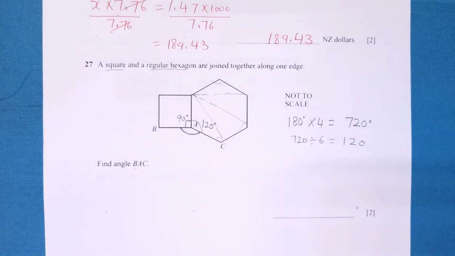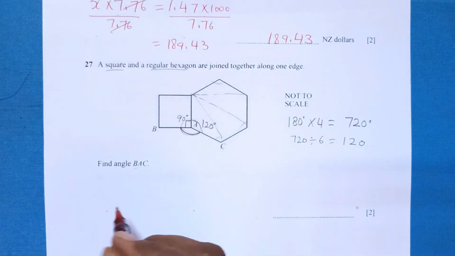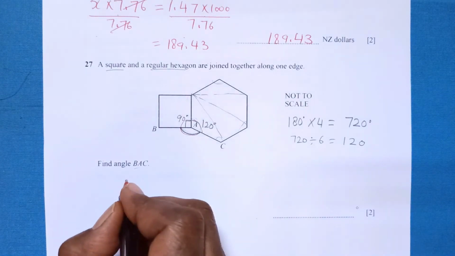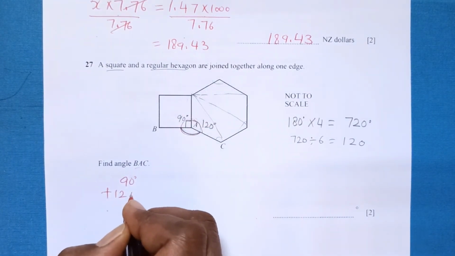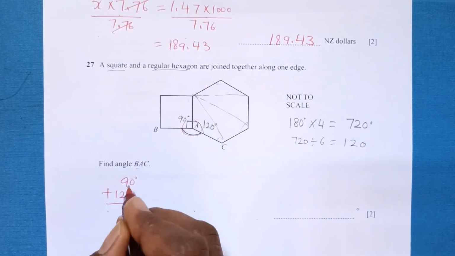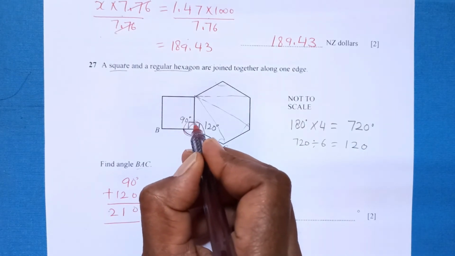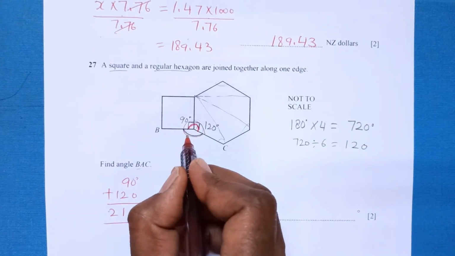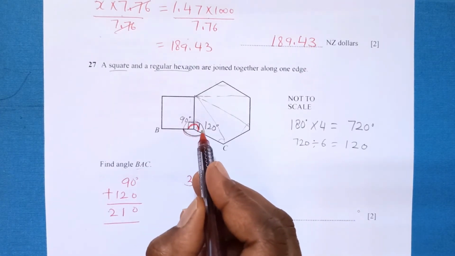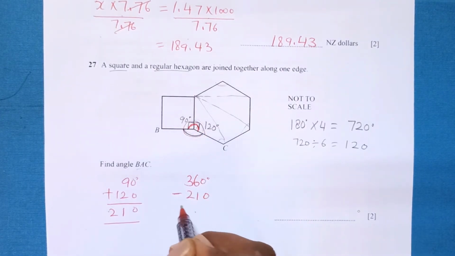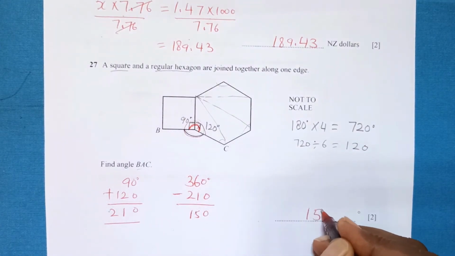Now we need to know this angle, as the total angle is 360. So first add these two, 90 plus 120. 0, 9 plus 2 is 11, this is 210. So from here to here is 210. We need the remaining angle. So the full turn is 360 minus 210. So this is 150 degrees.